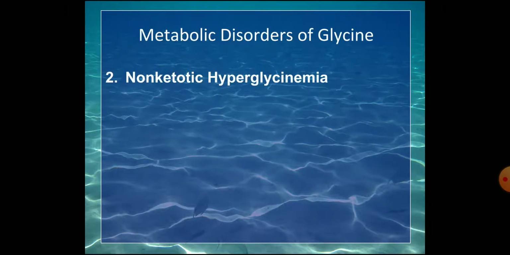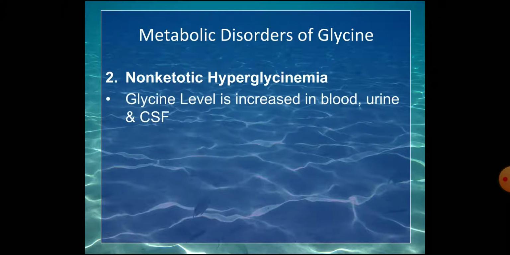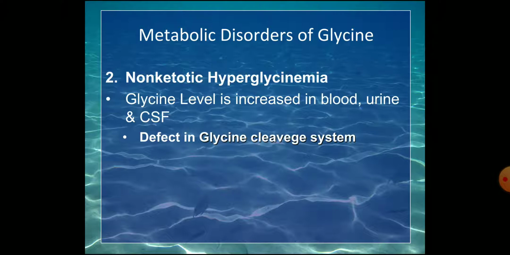Then the second disorder is non-ketotic hyperglycinemia. Glycinemia means the glycine level will be high in the blood. So the glycine level is increased in the blood, urine and CSF, and the defect is in the glycine cleavage system. What is the glycine cleavage system? It is the catabolic enzyme system, isn't it? The glycine cleavage multi-enzyme system is involved in the catabolism of glycine to carbon dioxide and ammonia. So if there is any defect, the level of glycine in the blood, urine and CSF will be increased.